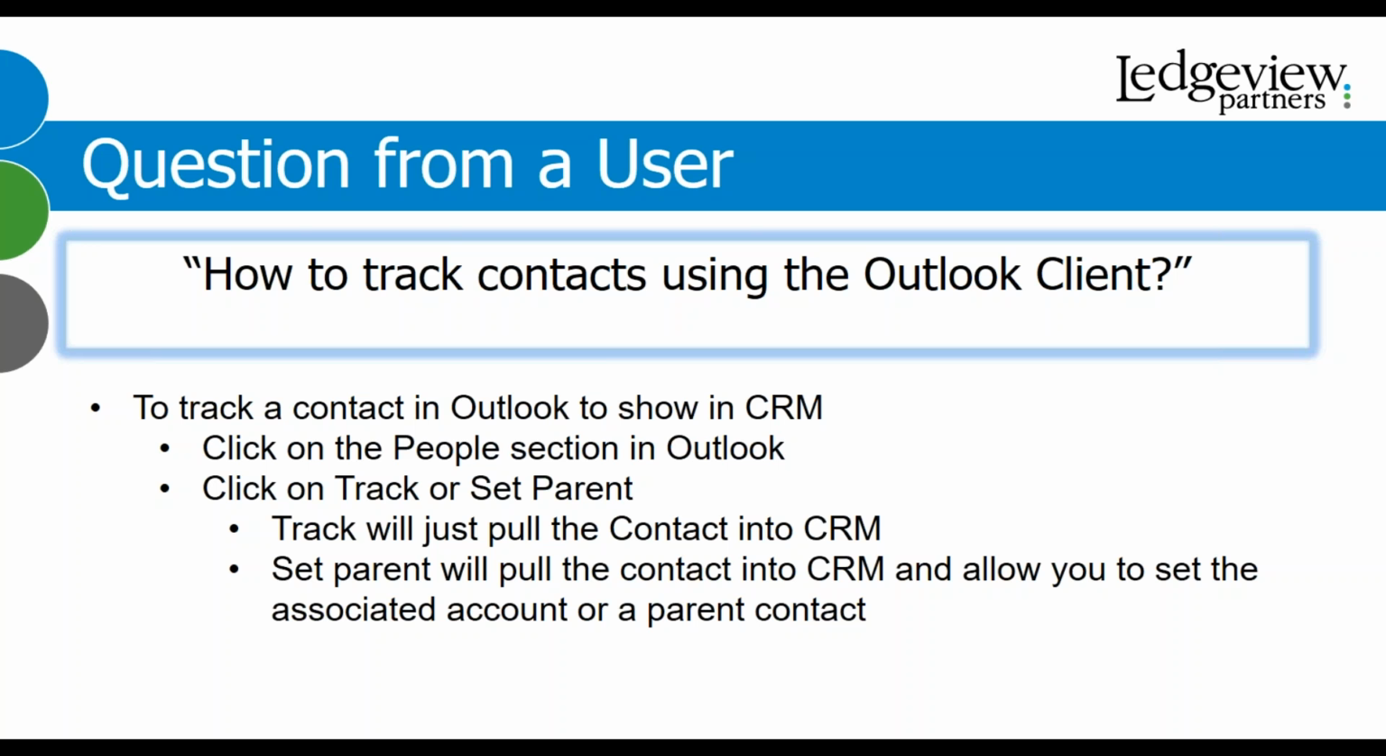We recommend doing set parent, because what this does is it pulls the contact into CRM and it allows you to set the associated account or a parent contact. And what that means is, kind of like when you have an account and a parent account, it's the same thing for contact. You're setting it as a hierarchy where this contact is the parent to the contact that you're adding into CRM. It can be very confusing. The main thing to take from this is if you're trying to move a contact into CRM and you set the parent to be a contact, it's not just associating those 2 records. It's setting a parental relationship.